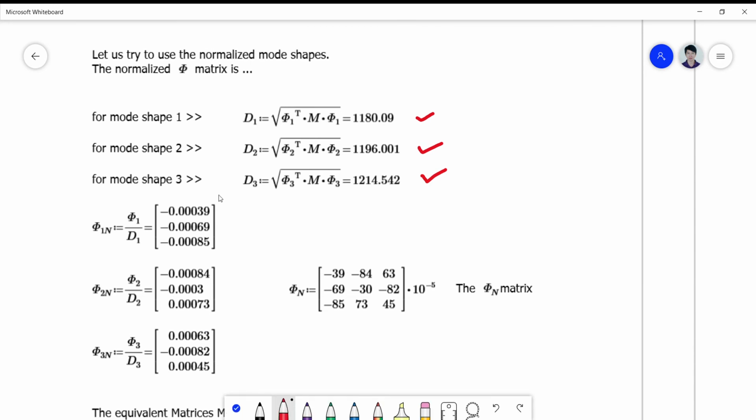Okay, so again, you can use a positive sign here, consistent. You can use a plus plus minus here, and you can use a plus minus plus. It doesn't matter, you can mix them up. So your phi n matrix now is an assembly of these vectors in this form: 39, 69, 85, 84, 30, 73, and 63, 82, 45, of course with the sign, multiplied by 10 to the negative 5. So that's your phi n matrix.